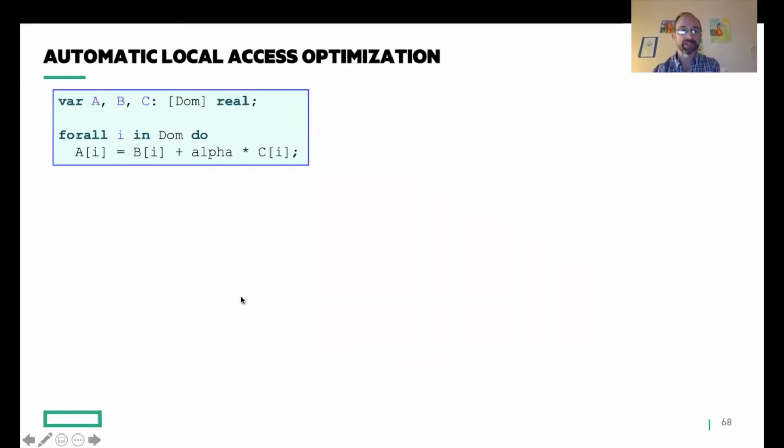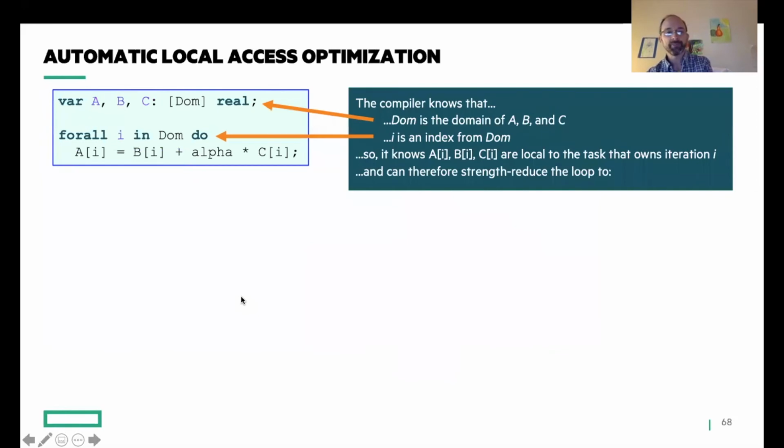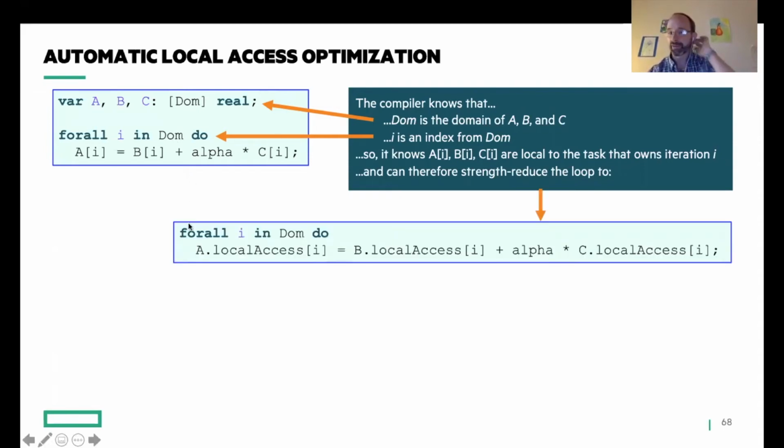So this is the optimization that we've implemented to deal with this issue. When the compiler looks at this code, it knows that DOM is the domain of A, B, and C. When it looks at the loop, it knows that the index I is an index from DOM. So it knows that I is an in-bounds access of A, B, and C. More than that, it knows that whichever task owns iteration I also stores the local values of A, B, and C corresponding to I. So the compiler can look at this and say, I can trivially see that all of these are going to be local, and therefore it can strength-reduce the loop to the more lengthy version that you could write as a programmer.